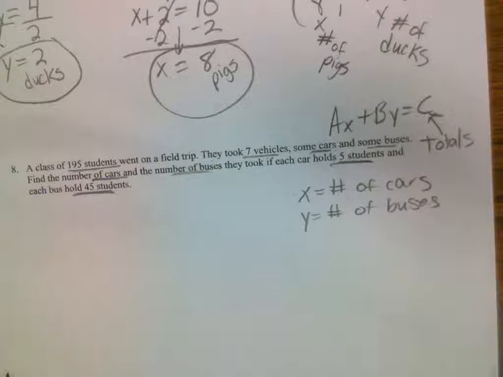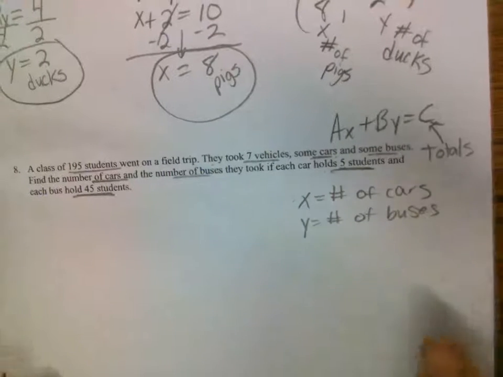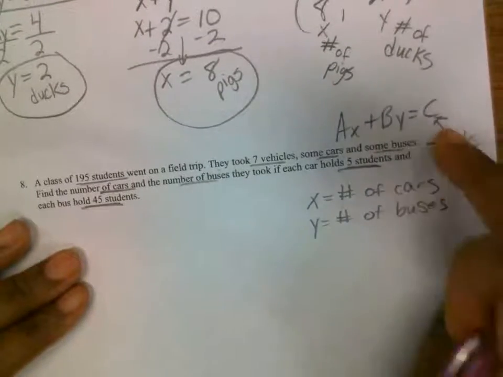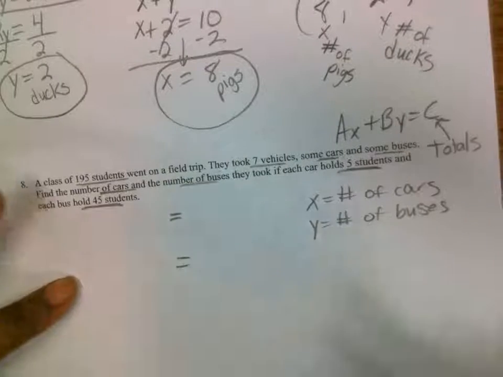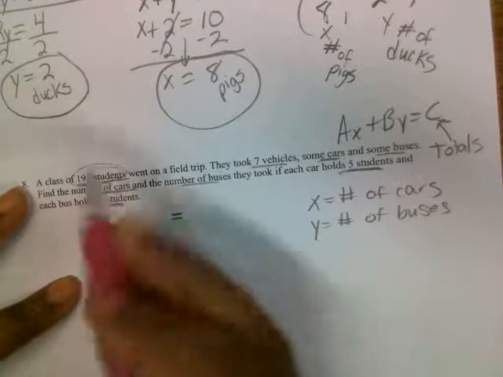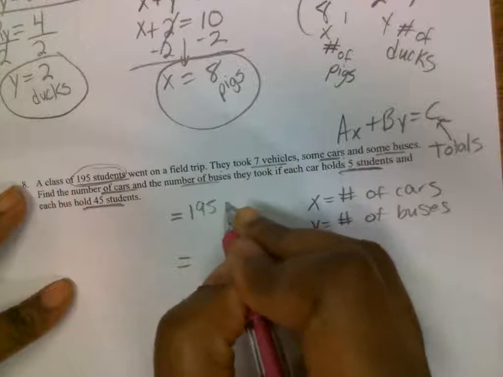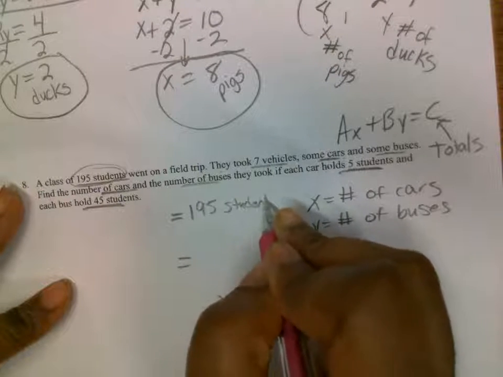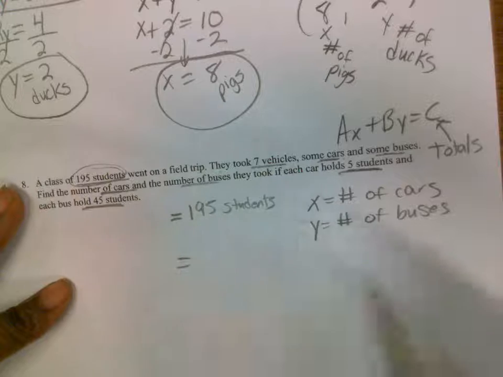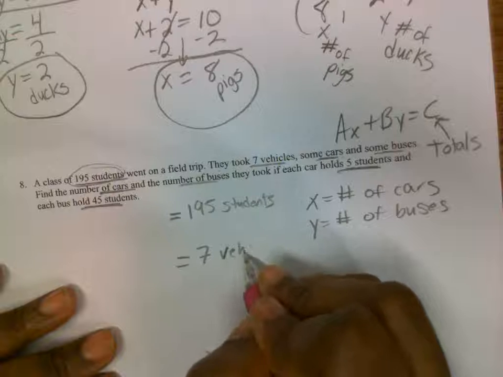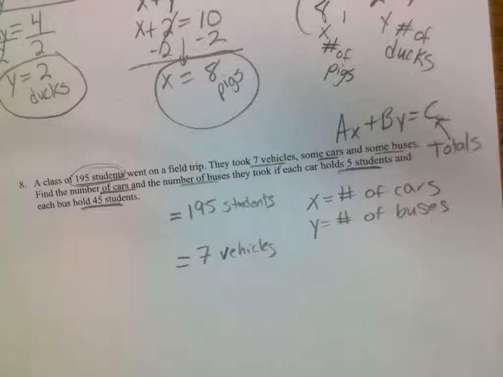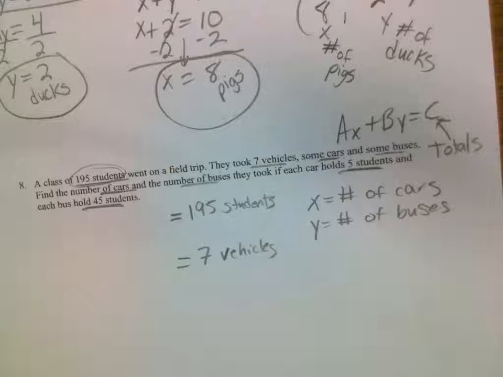Look, they didn't give me a rate of change. They didn't give me a starting amount. So I'm going to have to write this in standard form. Period. All right, so now in order to do that, I need my totals. So look, they give you 2 totals. They tell you there are 195 students, and it's important to know the units. We're adding up students here. This is important. And then they give you another total. They tell you there are 7 vehicles. Any questions about how I got any of this information so far?